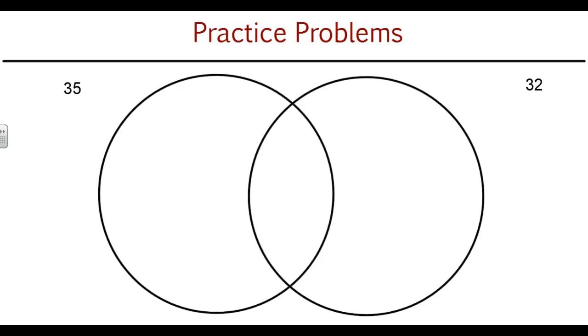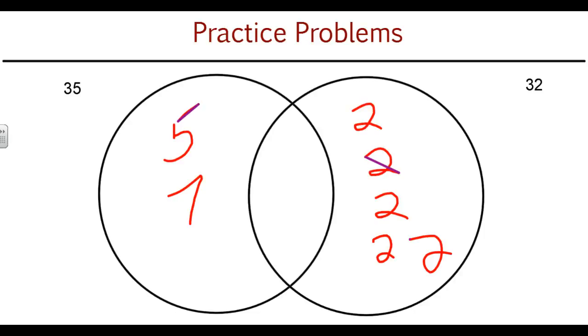Now let's take a look at 35 and 32. Go ahead, pause the video, find the GCF and LCM of 35 and 32, and come back when you are ready to go through the answer. So 35 is 5 and 7. 32 is just 2's. It's 8 times 4. So there are 5 2's that make up 32.